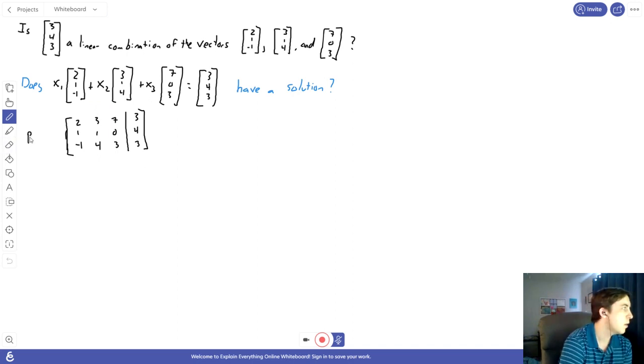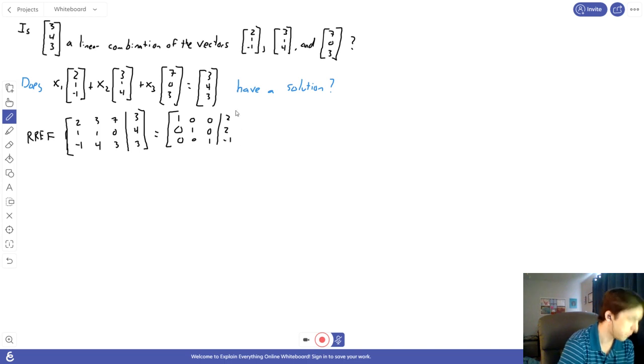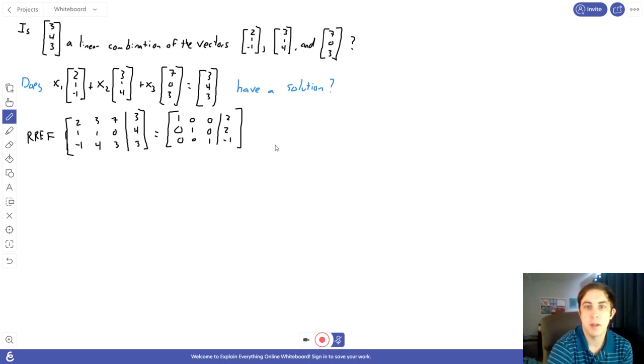So we'll go ahead and compute our reduced row echelon form. We'll type that in our favorite calculator. I went ahead and did this via Wolfram Alpha, and this produced the following matrix. All right, so now that we have the reduced row echelon form, we can write down the corresponding system of equations, and we can then determine if we have solutions or not.